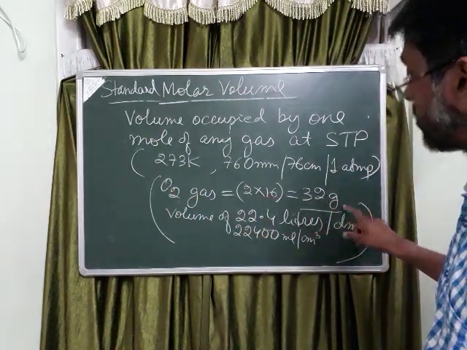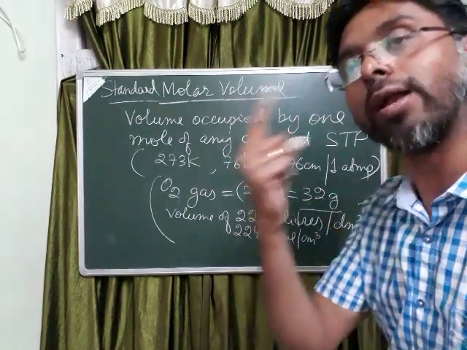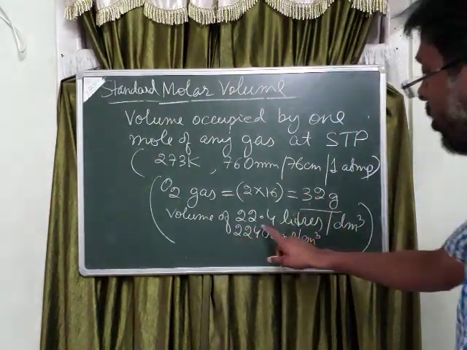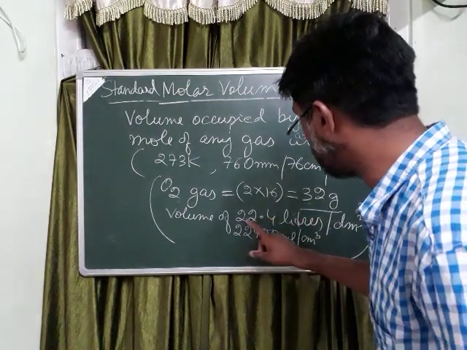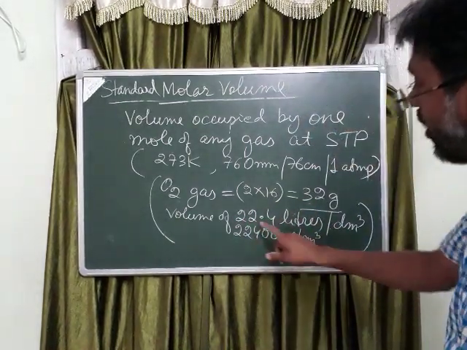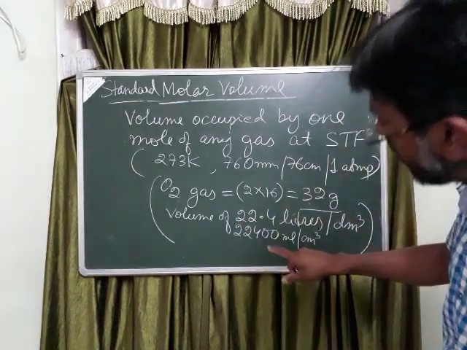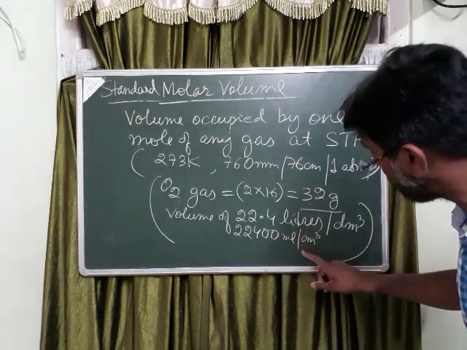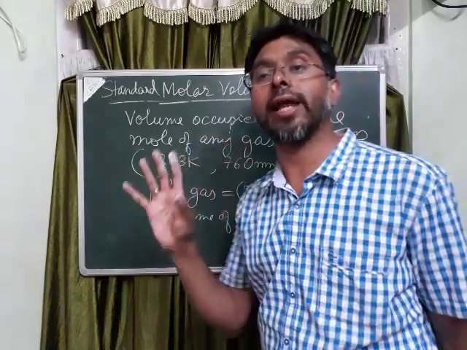32 grams of oxygen is the gram molecular mass. So 32 grams of oxygen means 1 mole. So 1 mole of this oxygen gas will occupy a volume of 22.4 liters. This is to be memorized. 22.4 liters is also called 22.4 decimeter cube, and in the lower unit we can write 22,400 milliliter or 22,400 centimeter cube.